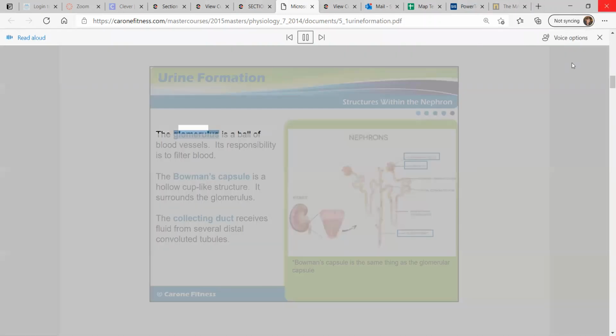Glomerulus is a ball of blood vessels. Its responsibility is to filter blood. The Bowman's capsule is a hollow cup-like structure. It surrounds the glomerulus.